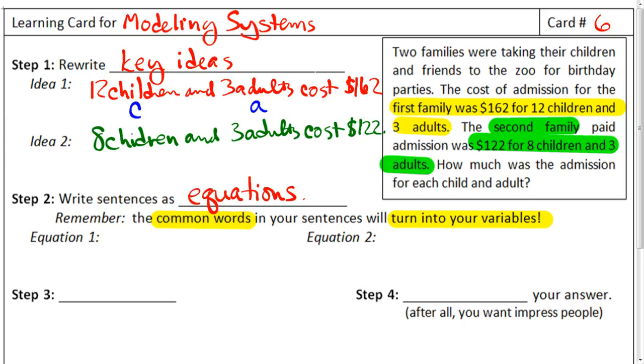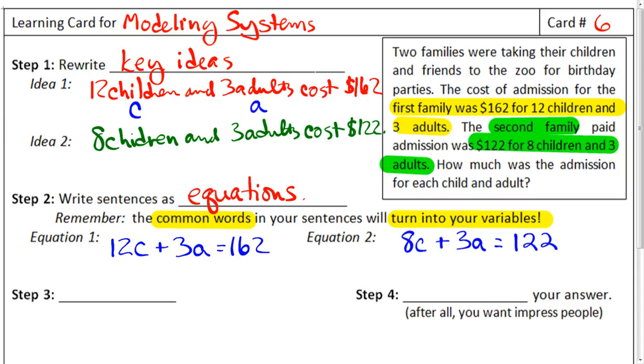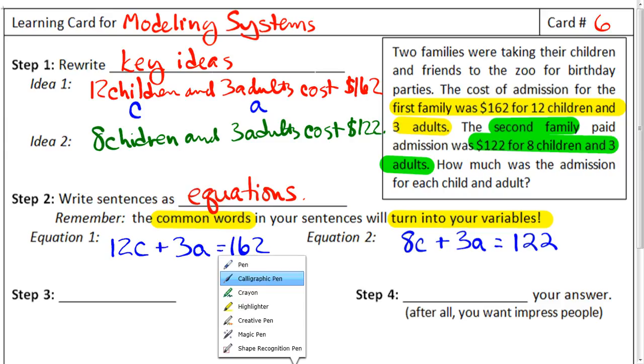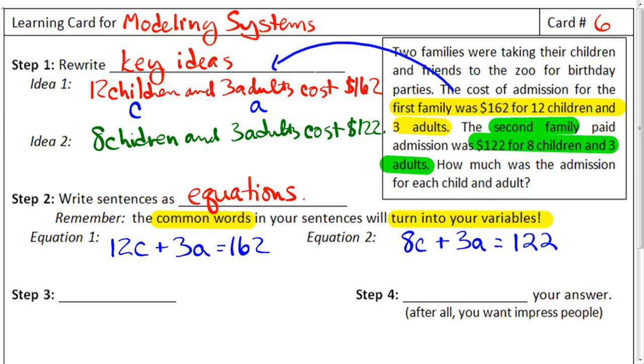So we're translating from the English, our key English ideas into our key math ideas. And so for the first equation from the first idea, 12C plus 3A. So again, 12 children, 3 adults equals $162. And we'll do the same thing with the other equation. 8 children and 3 adults equals $122. Now take a second here and make sure you see where things are pulling from. Try to make sure that you understand where this information is going to here and how this information is coming down here into your equations.